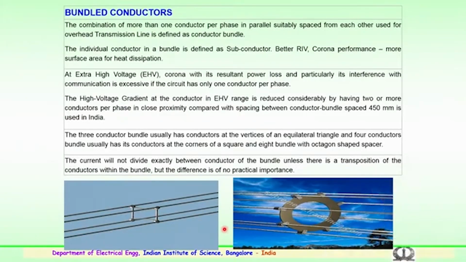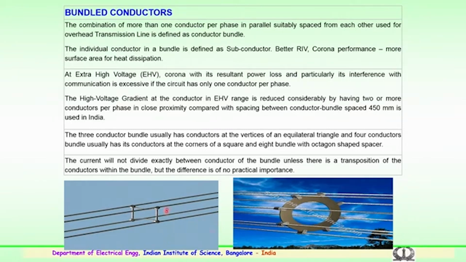So, there is a bundle conductor. What is a bundle conductor? Basically, a bundling of the conductor, or a combination of more than one conductor per phase. So, we have initially discussed twin conductors, quadruple conductors, or 8 conductors. So, this is the combination of more than one conductor per phase.